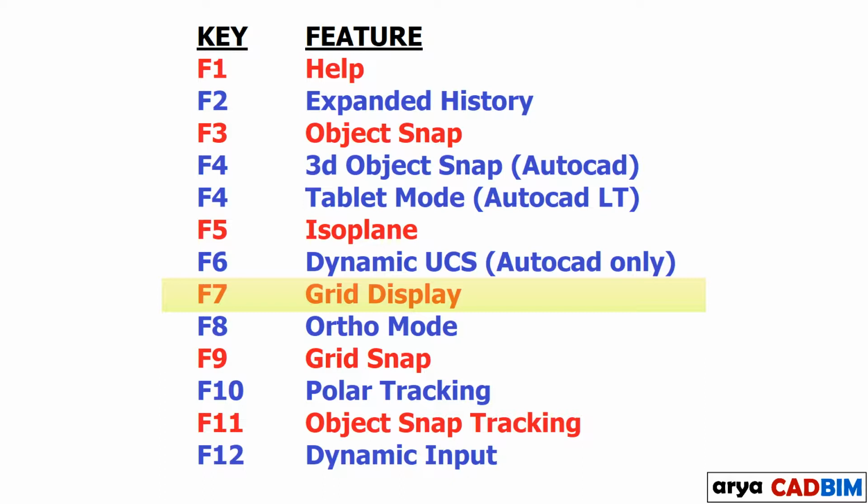F7 turns grid on or off. Next two ones, F8 and F9 are related with the cursor movement. F8 toggles ortho mode. F9 toggles snap mode. Here you should note that snap and object snap are different things. F10 toggles polar mode on or off. F11 turns object snap tracking on or off. F12 toggles dynamic input. Okay.